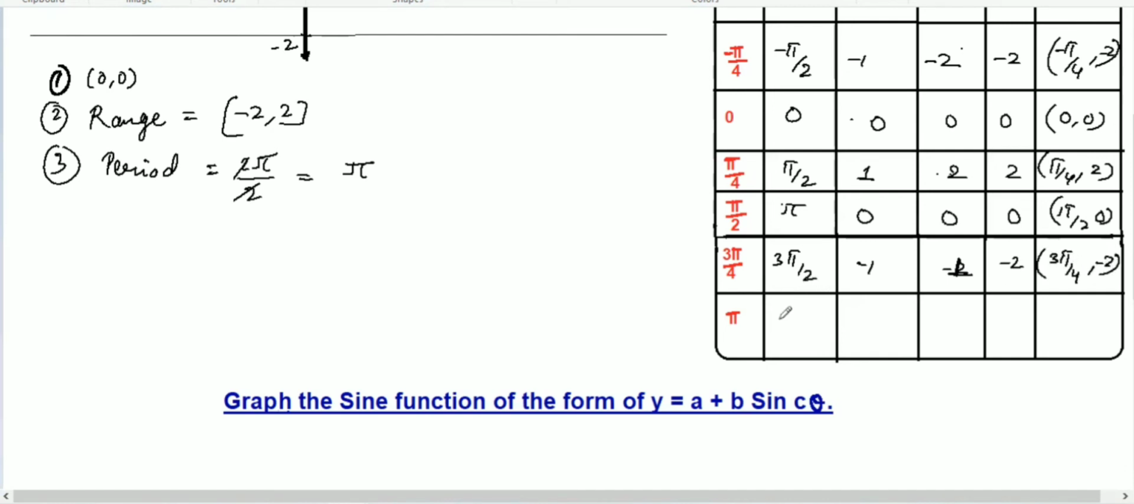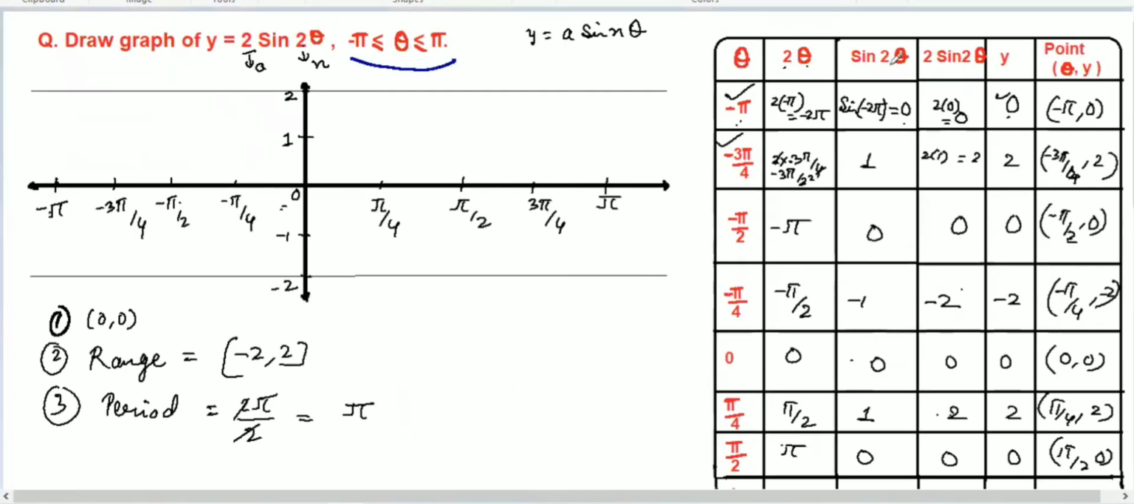Then for pi, we will get 2 pi. Sine of 2 pi will be 0. 2 multiplied by 0 will be 0. The coordinate point will be pi, 0. Now we have all the points here. Just plot all the points in the graph here.